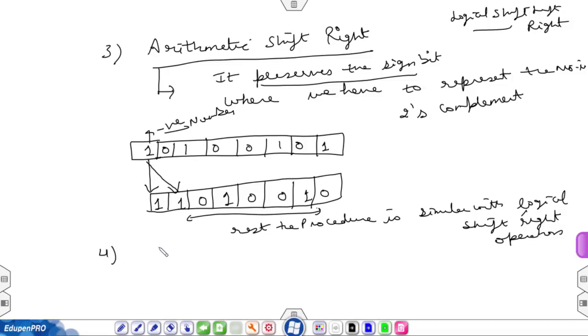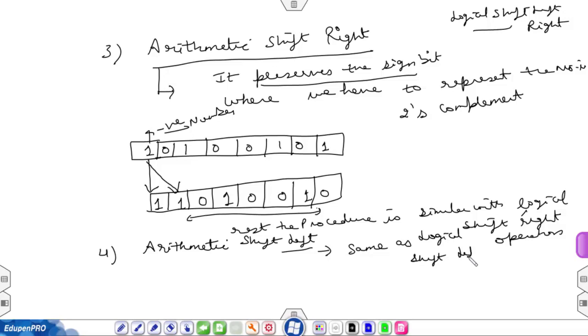Next is the arithmetic shift left operation. The arithmetic shift left operation works in the same manner as the logical shift left operation. There is no difference between arithmetic shift left and logical shift left.